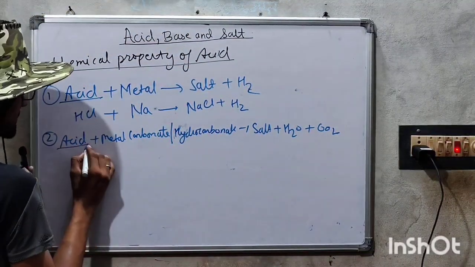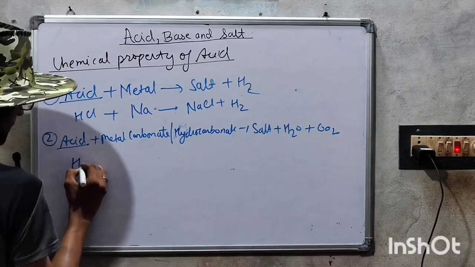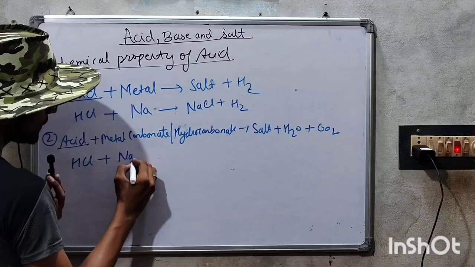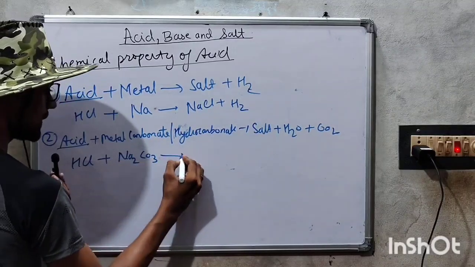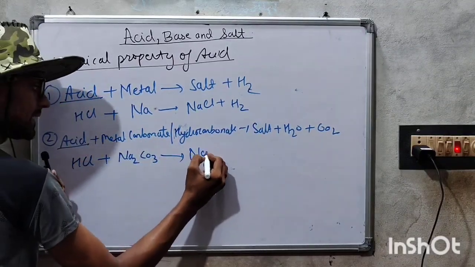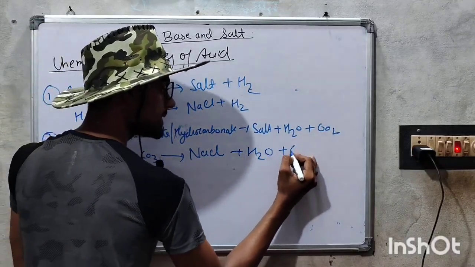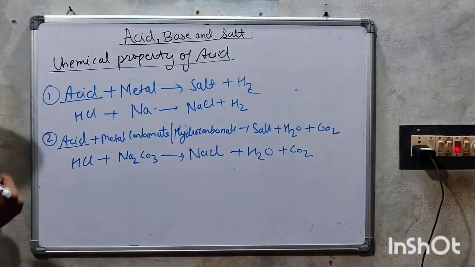For example, for acid we take HCl, and for metal carbonate we can take Na2CO3. So it will give NaCl plus water plus carbon dioxide. This is the second chemical reaction.